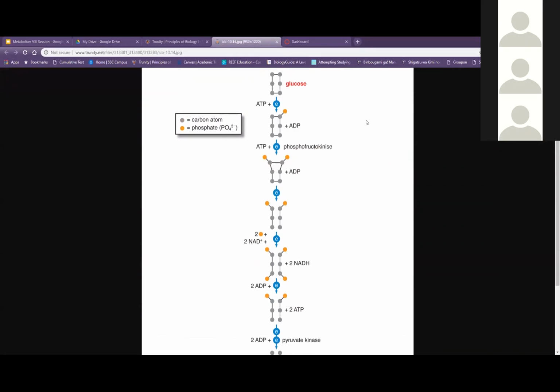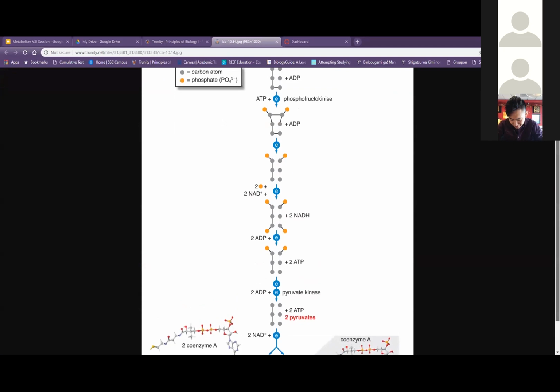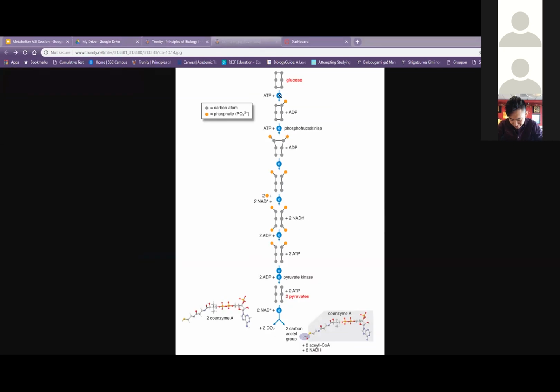So glycolysis is the enzymatic conversion of glucose to pyruvate. Glucose is a 6-carbon molecule, and it's going to be converted to pyruvate at the end of glycolysis. What you need to know for glycolysis is what goes in and what goes out of this process.